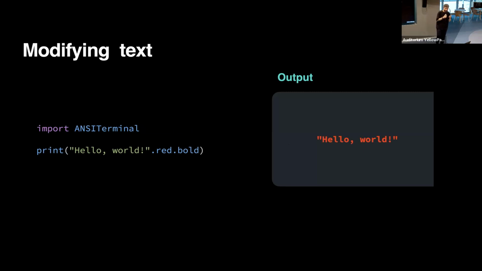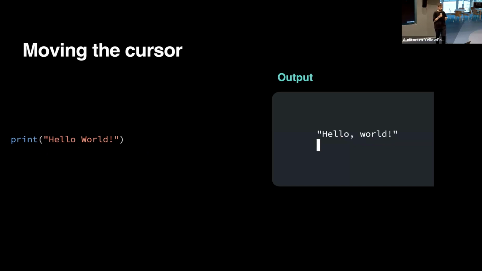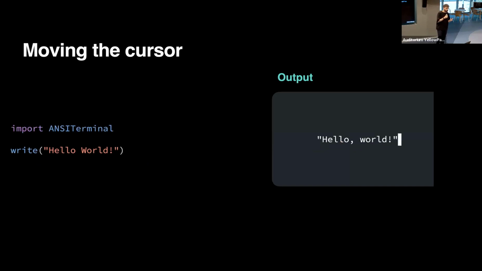But this is not that useful really, so I want to turn it up a notch, and I'm going to show you how you can actually modify the cursor position. By default, Swift prints statements and then moves the cursor over to a new line. You can actually override this behavior by changing the ending operator of the print statement to something else, or you can use ANSITerminal. ANSITerminal has a write command and a writeln command. If you use write, it will just move the cursor to after the text.